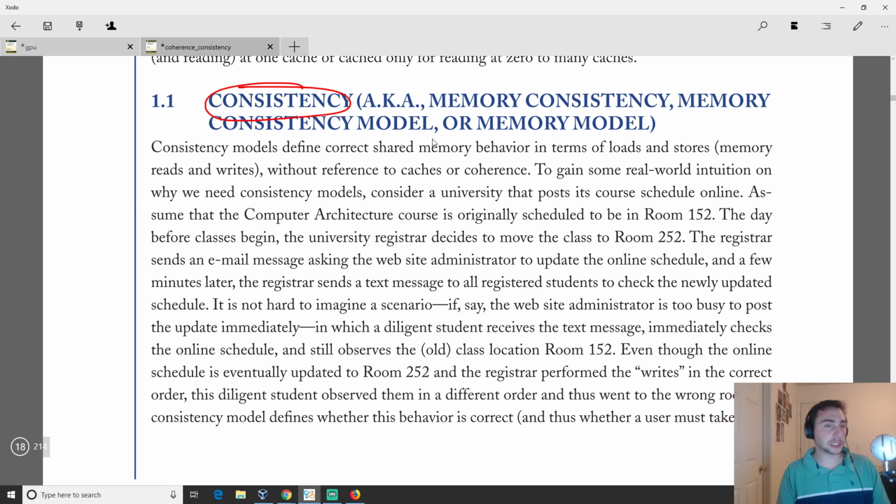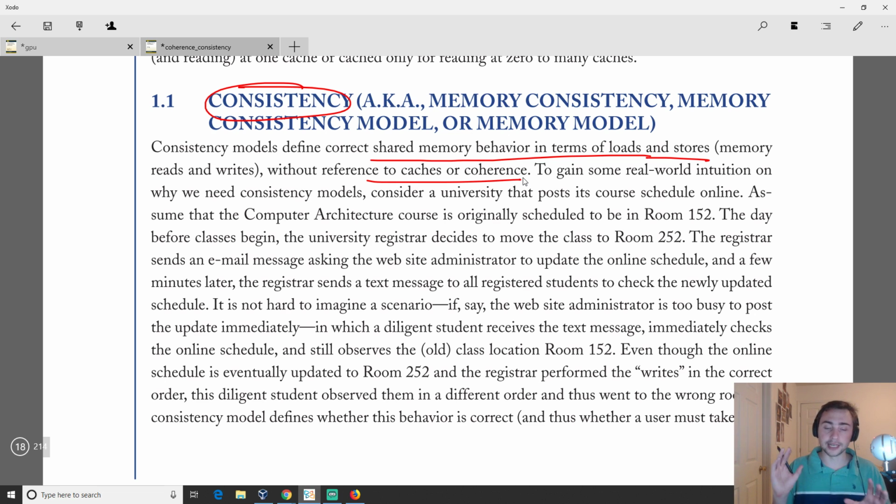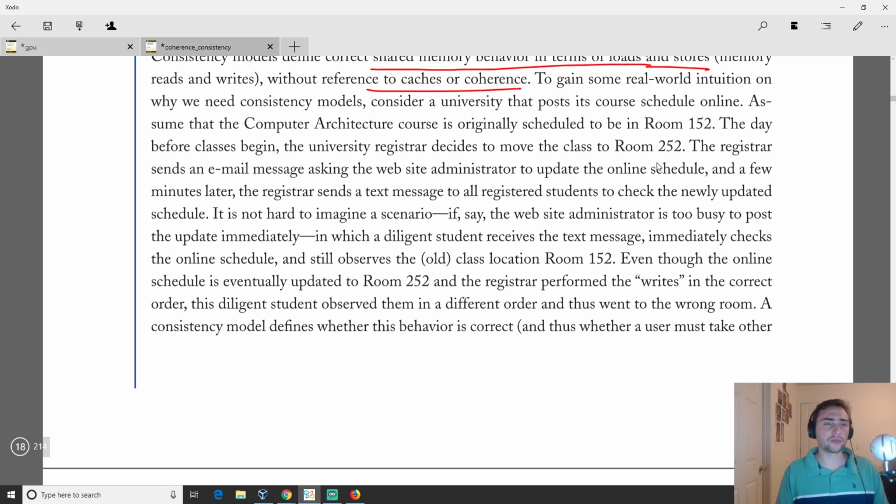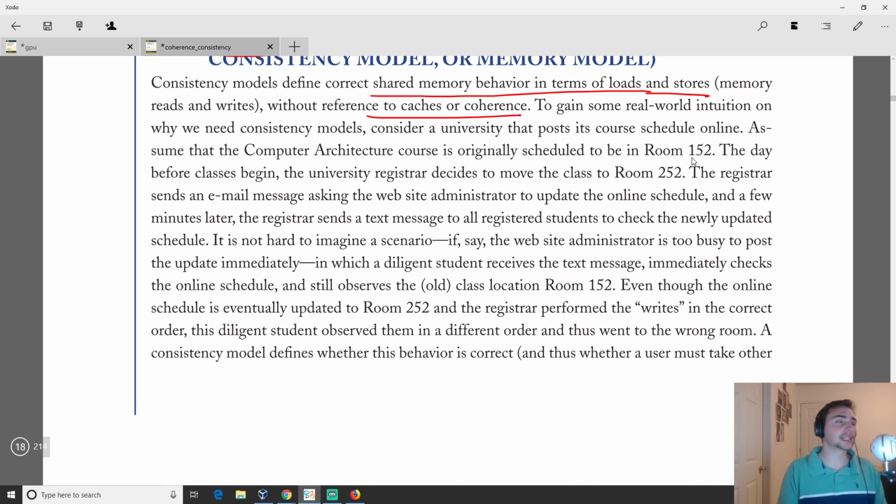So as we said before, consistency models define correct shared memory behavior in terms of loads and stores. And this doesn't have to reference anything about caches or coherence. This is purely about loads and stores. It doesn't say anything about caches. So we'll understand this with a quick example.